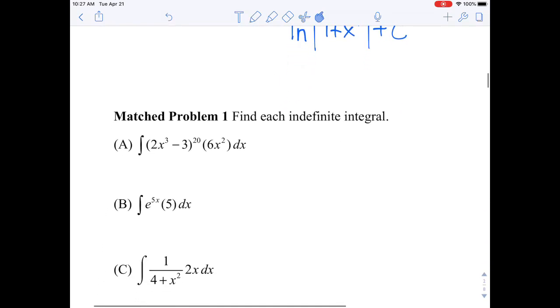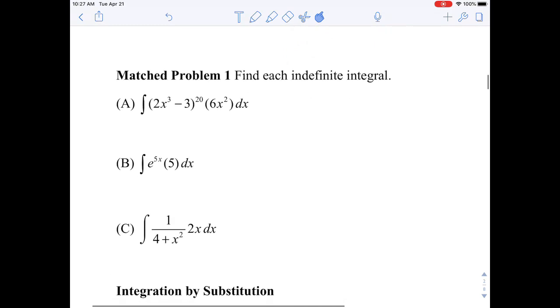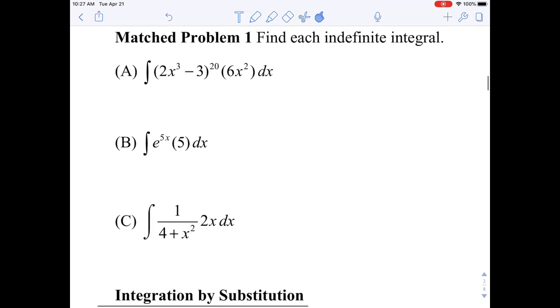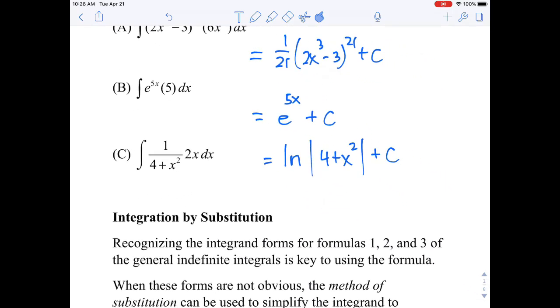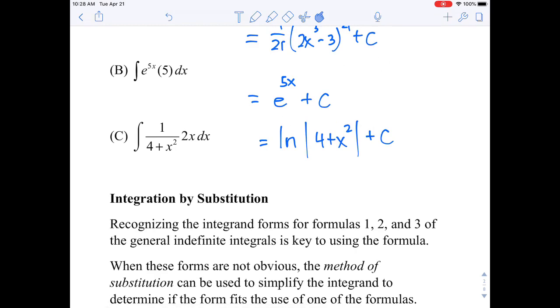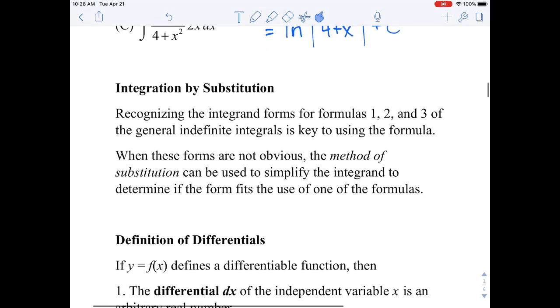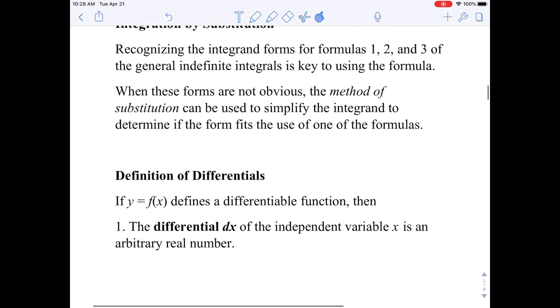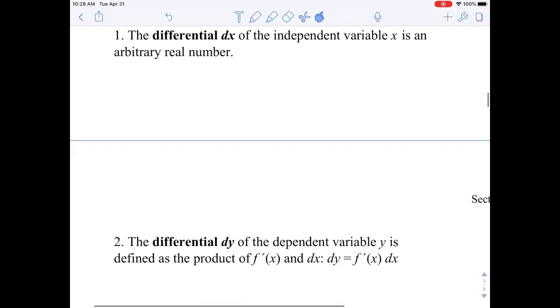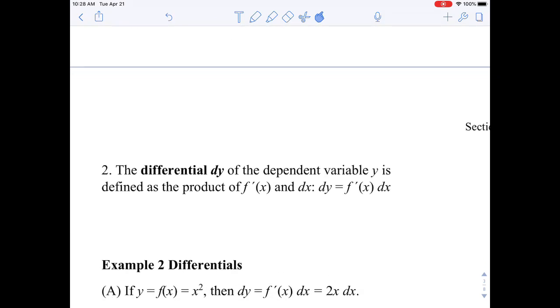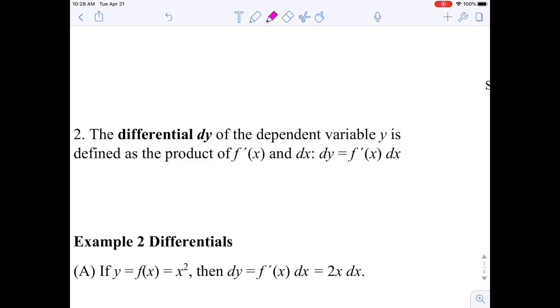So see if you can use the rules to determine the integrals for these three problems. But if we can't remember the rules, it's very easy to do integration by a method called substitution. And first, in order to do that, we need to go over the definition of a differential. If we're taking the differential dy, then it's the derivative of the function. We just need to make sure we put this dx on the end.